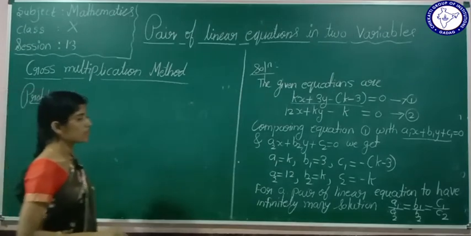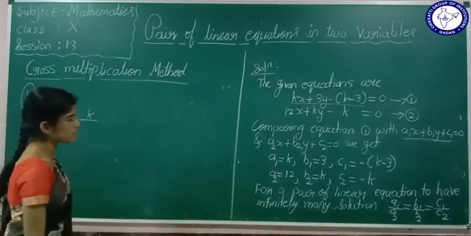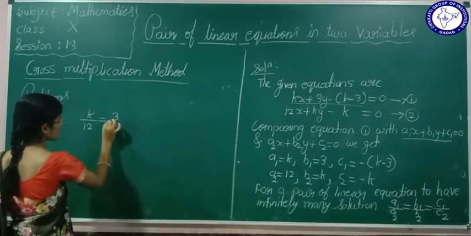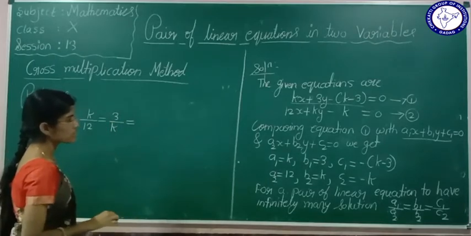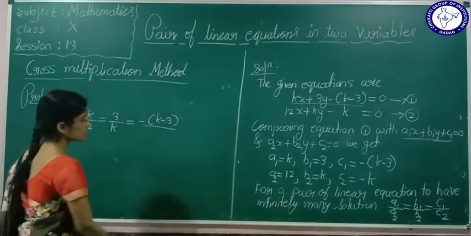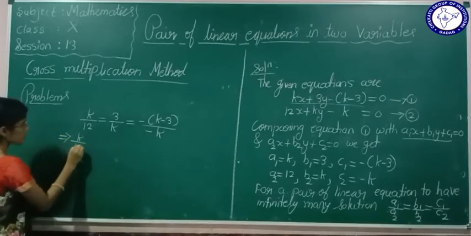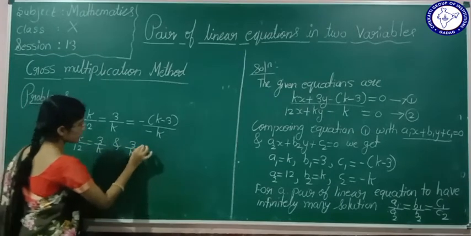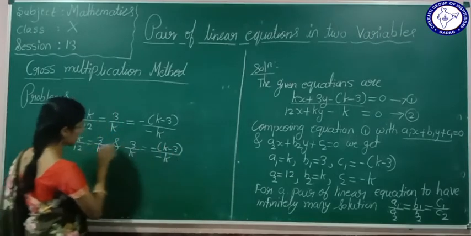What is a1? a1 is nothing but k. k by, what is a2? a2 is 12. k by 12 is equal to, what is b1? b1 is 3. What is b2? It is k. Is equal to, what is c1? c1 is minus k minus 3. What is c2? c2 is minus k. So this implies k by 12 is equal to 3 by k and 3 by k is equal to minus k minus 3 by minus k. We will equate and find out the value.